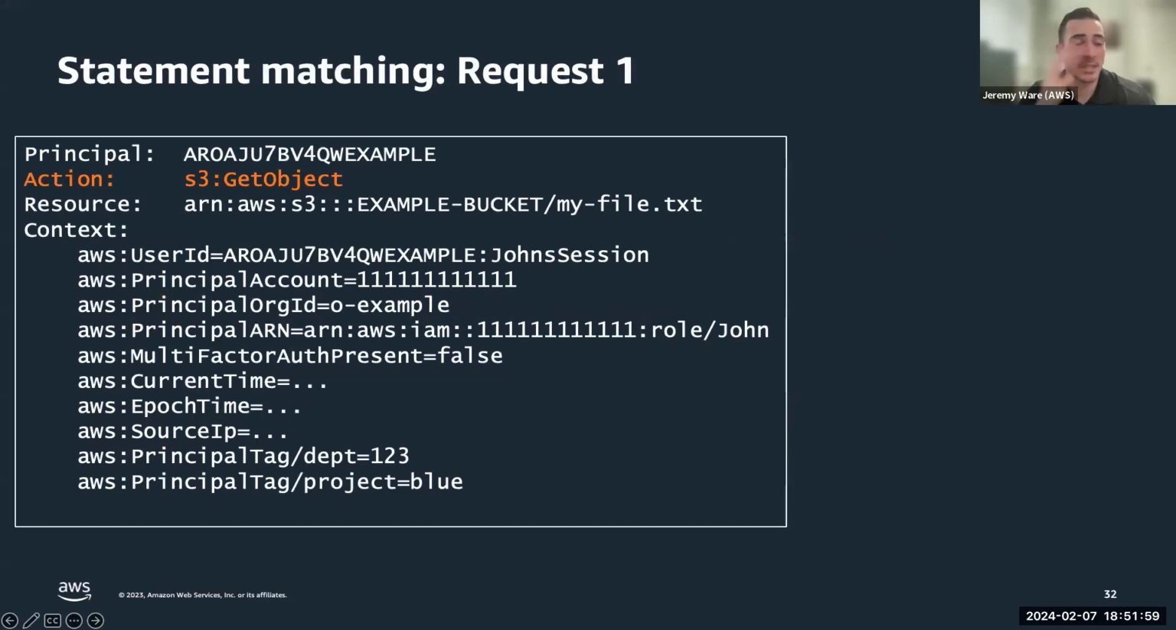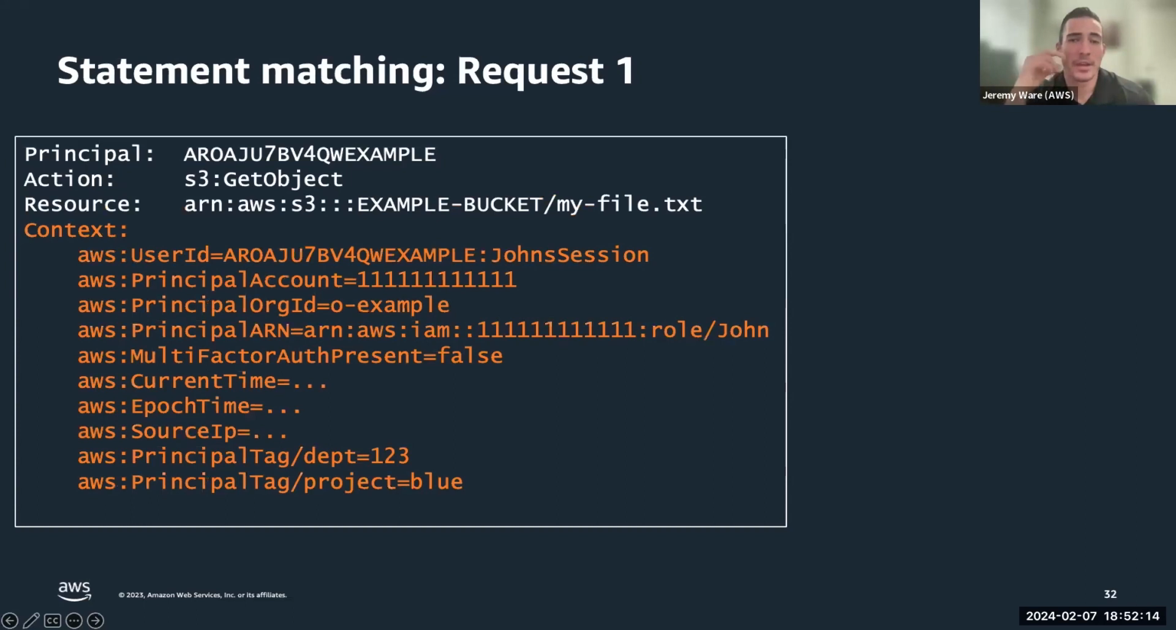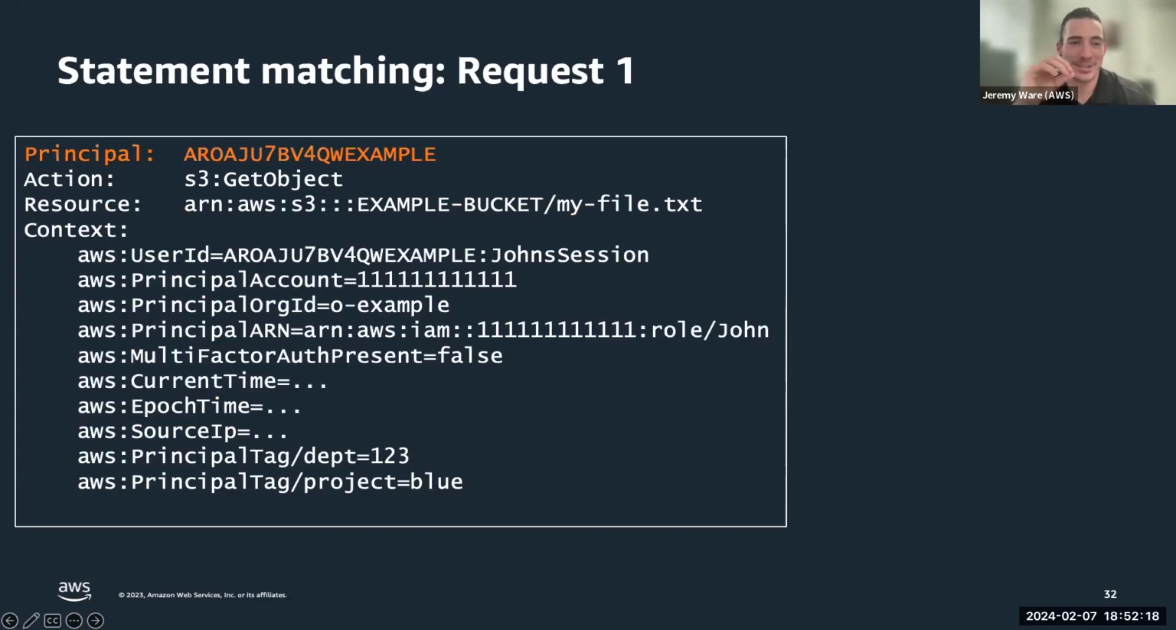The matching statement, we have action S3 get object. We do see an explicit allow of S3 get object. Our resource is the example bucket/myfile.txt, which was one that was approved in our allow. And then we have a lot of additional context. So let's go ahead and start matching those up.